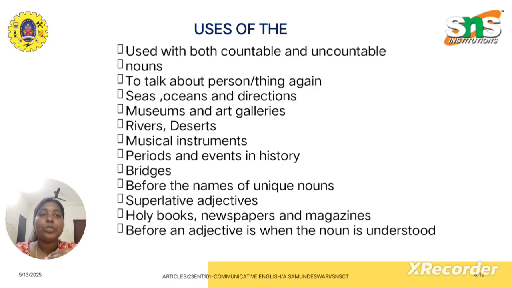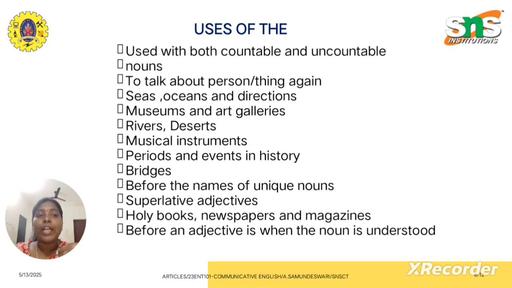In addition to that, we are going to see a few things here. The can be used with both countable and uncountable nouns. Countable and uncountable nouns: if you can point out how many apples are available, if you say it is 2, that is countable. If you want to say sugar, stars and all, you cannot count how many sugar and stars are available. So this is considered an uncountable noun.